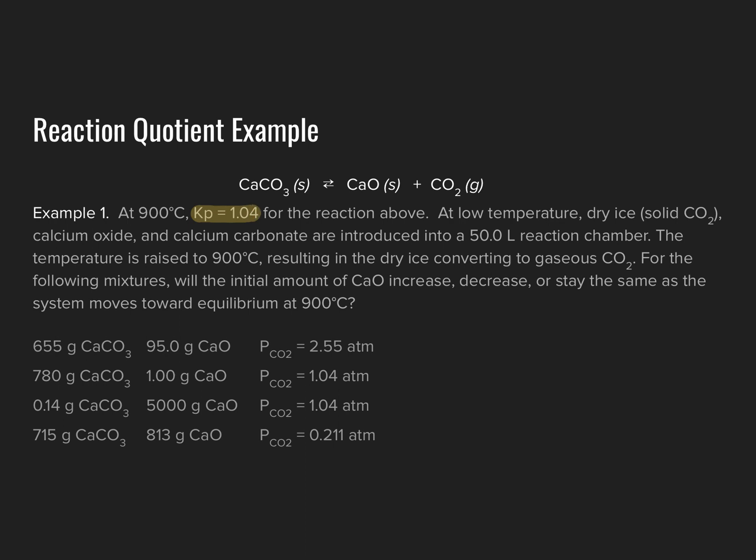Now, in order to produce this system at equilibrium, at a low temperature, we take solid phase carbon dioxide, that is dry ice, and mix it together with calcium oxide and calcium carbonate into a reaction chamber with a volume of 50 liters. The temperature of the system is then raised to 900 degrees Celsius, causing the dry ice to sublime into gas phase carbon dioxide. Now, with this setup for our system, the question is going to ask us here, for the following reaction mixtures, will the initial amount of calcium oxide increase, decrease, or stay the same as the system moves towards its equilibrium point at the temperature of 900 degrees Celsius?